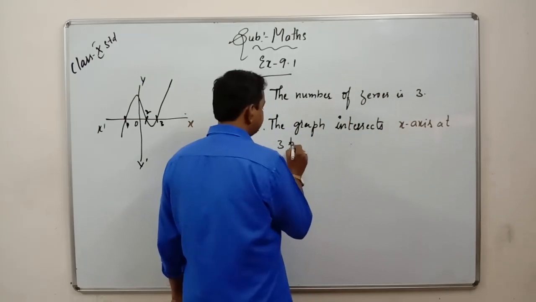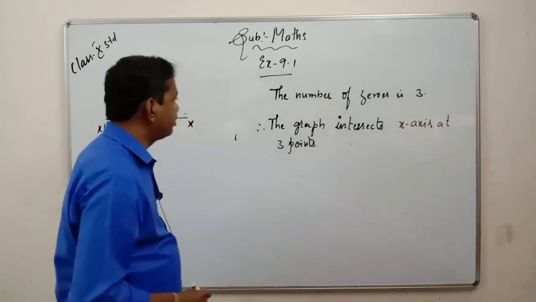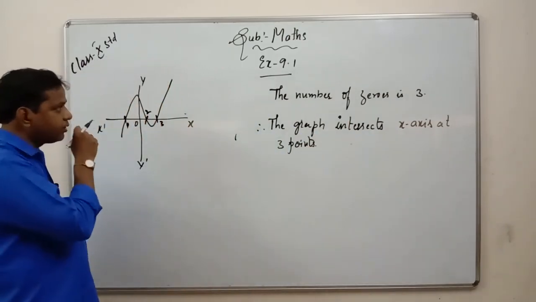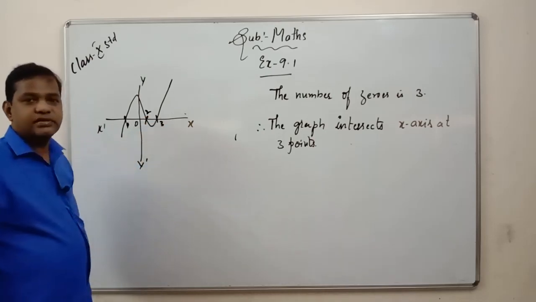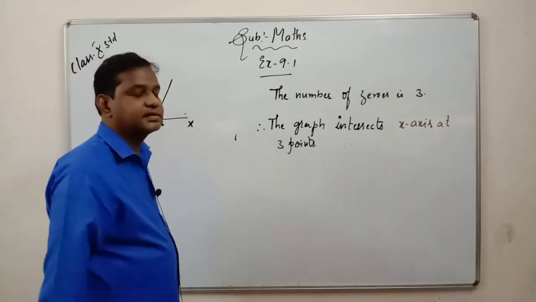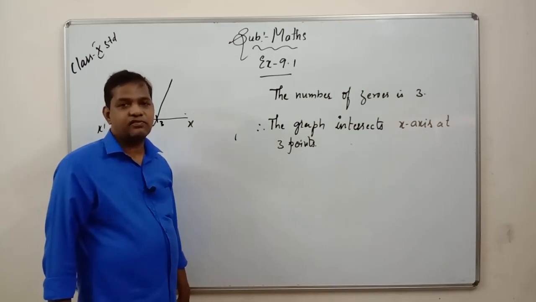3 points. So I already told you, now it is intersecting at 3 points. So the number of zeros is 3. Why? Because the graph is intersecting the x-axis at 3 points. Therefore the graph intersects the x-axis at 3 points. So this is how you have to find the intersection or zeros of the polynomials.